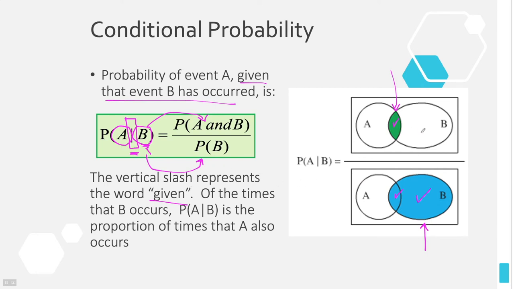So if A and B were disjoint events, so if this was A and this was B, and they were completely separate and there was no overlap, then the numerator part would be 0. So the probability of A and B, well, that couldn't happen, so that would be completely 0. And in that case, the conditional probability would also be 0, because it'd be 0 over whatever the probability of B is. So your conditional probability would be 0 in that case.